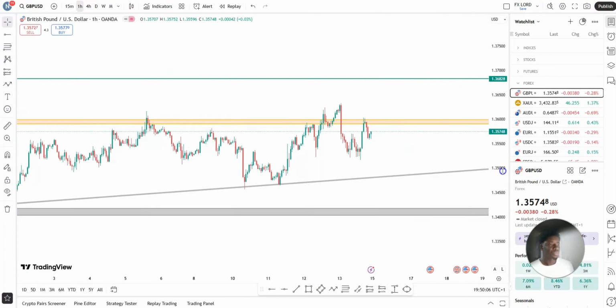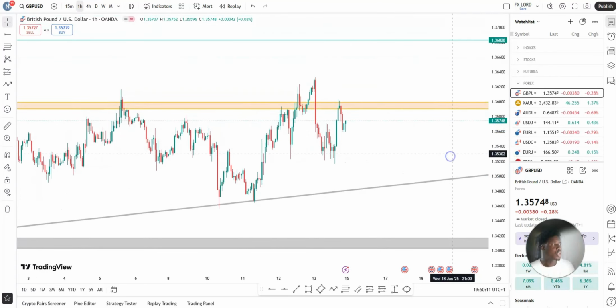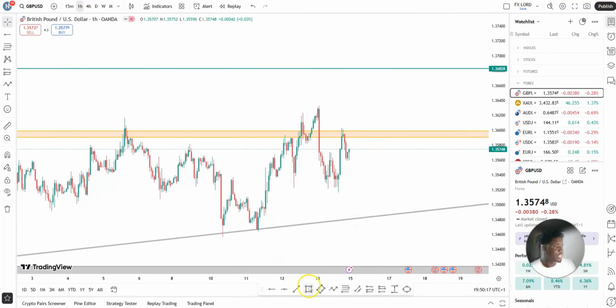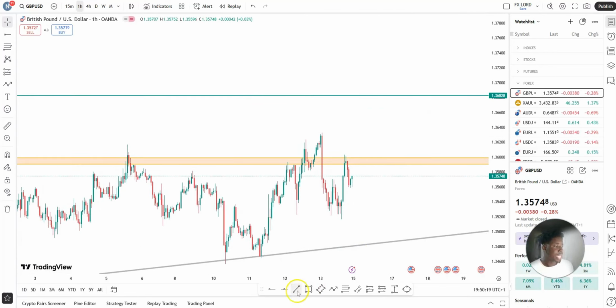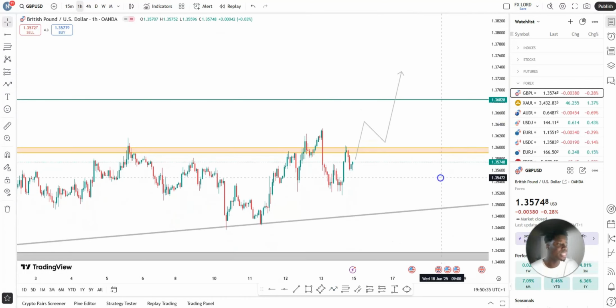So if you ask me what are my scenarios on GBPUSD right now, I would tell you that I'm looking out for GBPUSD breaking out of this minor resistance level. So I'll be looking for GBPUSD to break out of this level, maybe take out this previous high, come back to retest before we continue on the move to the upside. So this is what I'm looking for on GBPUSD.